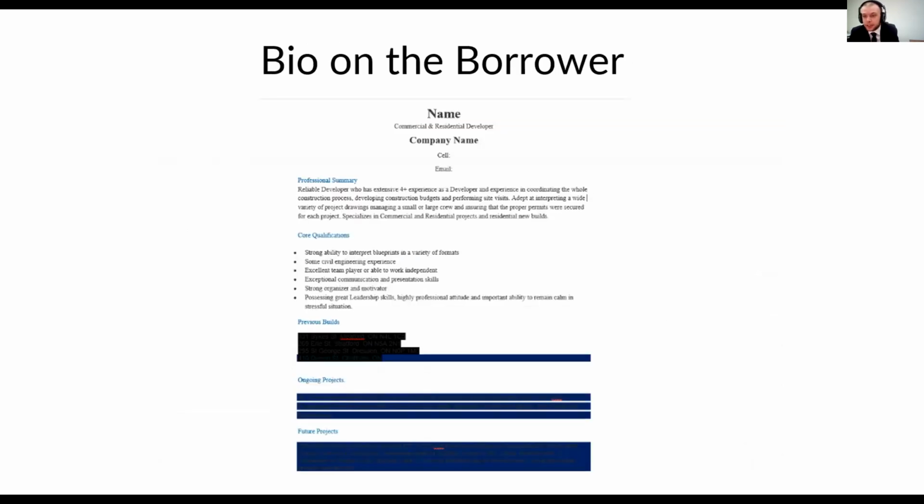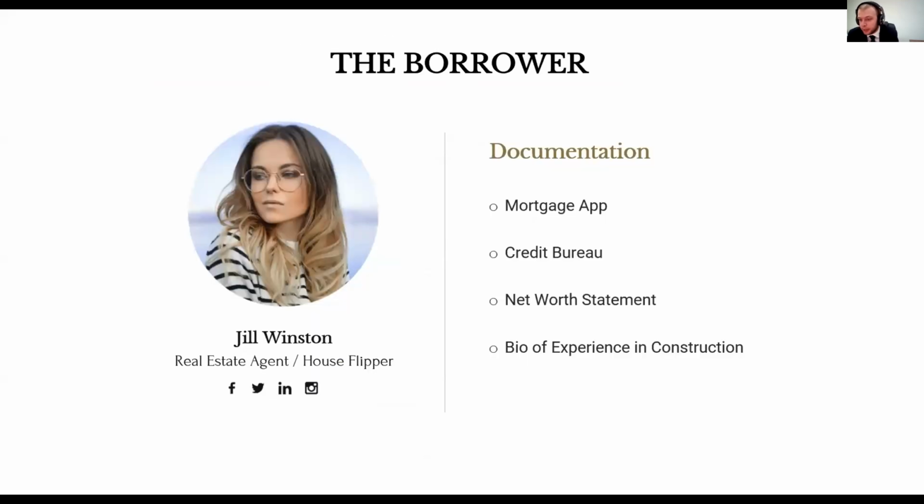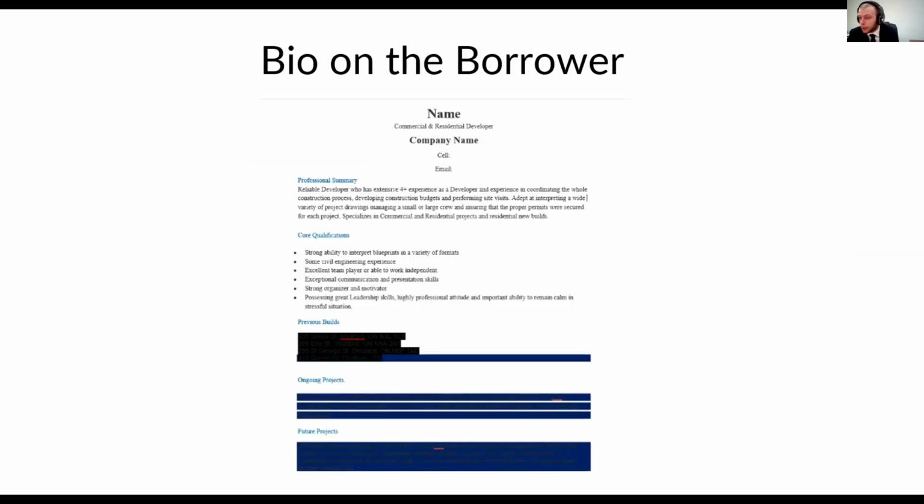And then also what we do ask for is a bio on the borrower. And this doesn't have to be very long. In my previous example, I was talking about Jill Winston. She's a real estate agent, a house flipper. So when you're talking about the borrower, you might want to say in a professional summary, I'm a house flipper. I've done construction mortgages maybe about 5 times now.